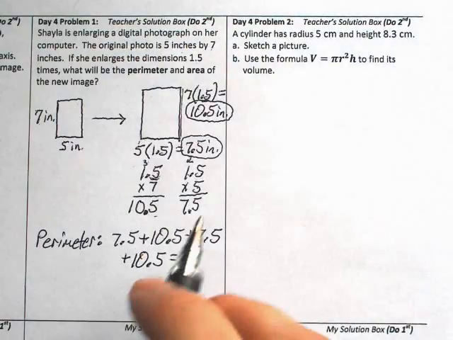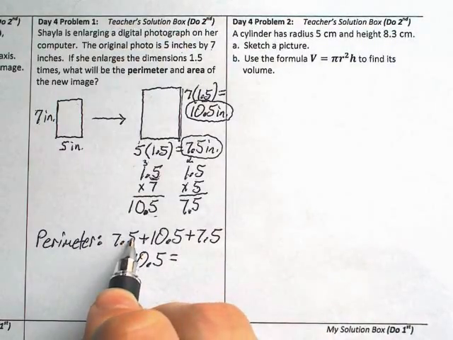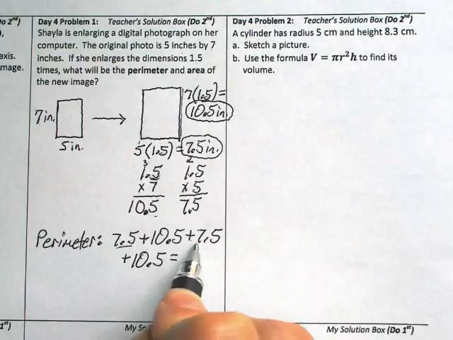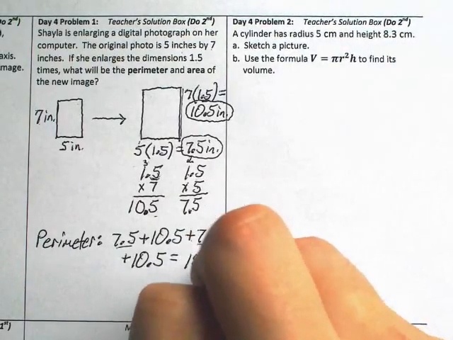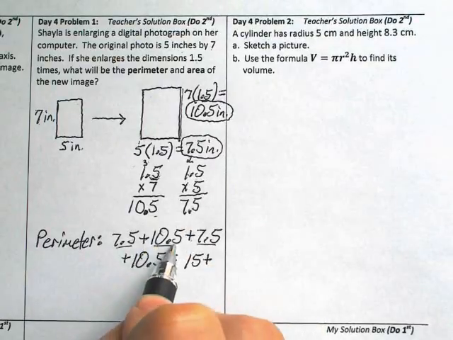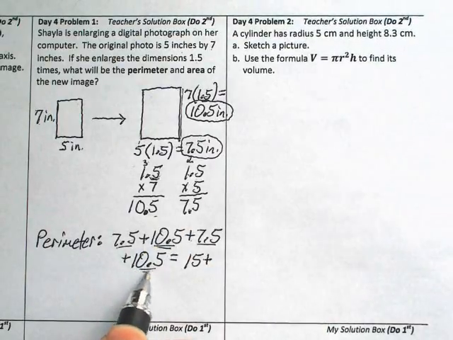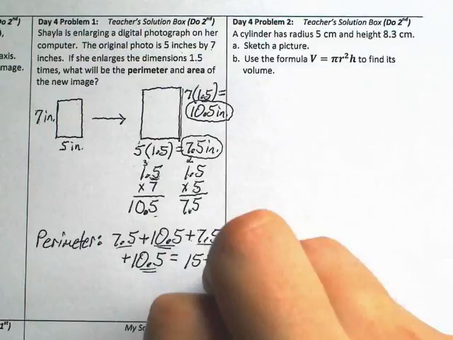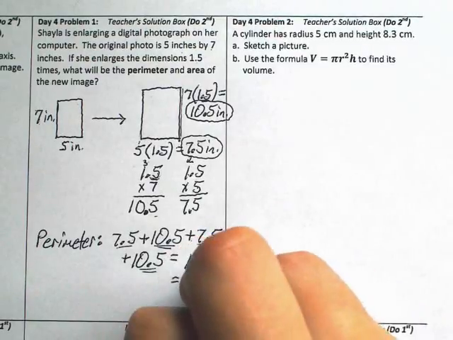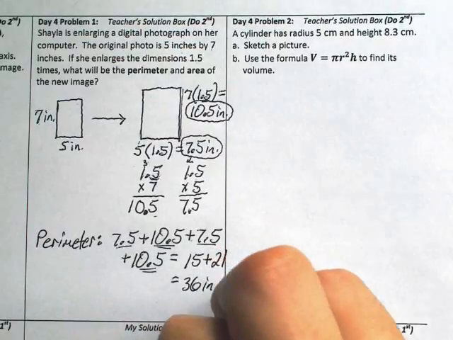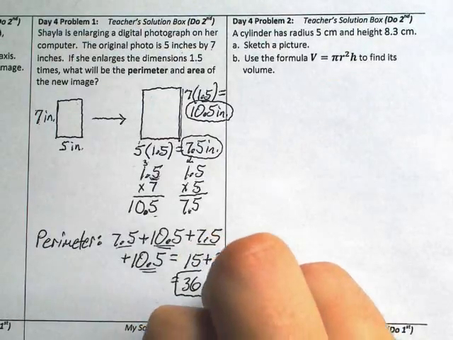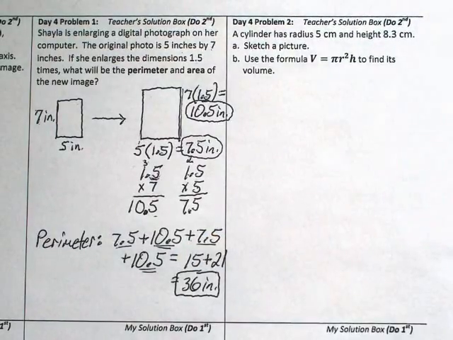So maybe a little grouping. 7.5 plus 7.5 is 15. And the 10.5 plus the 10.5 is 21. And 15 plus 21 is 36 inches. That is the perimeter of that photograph.